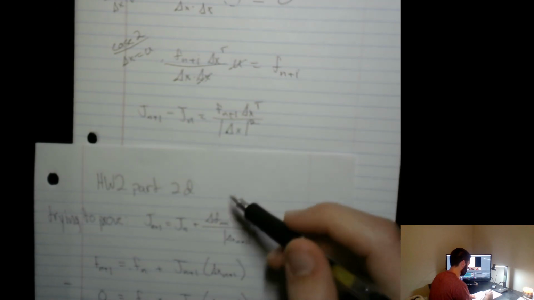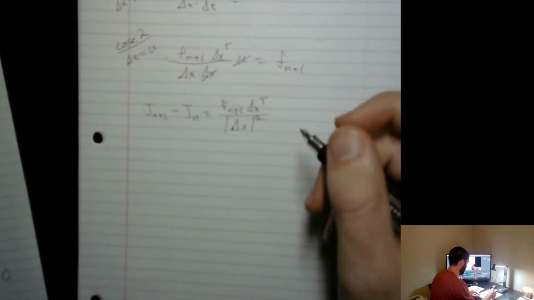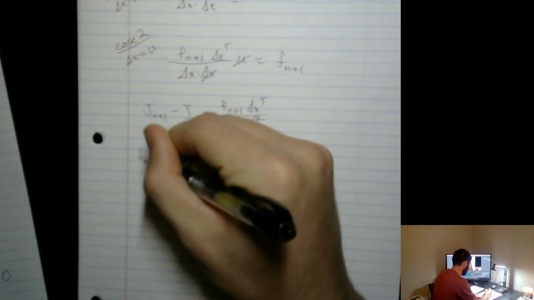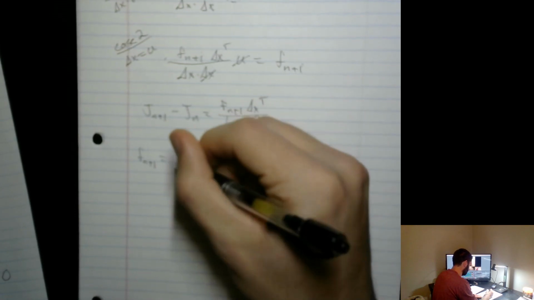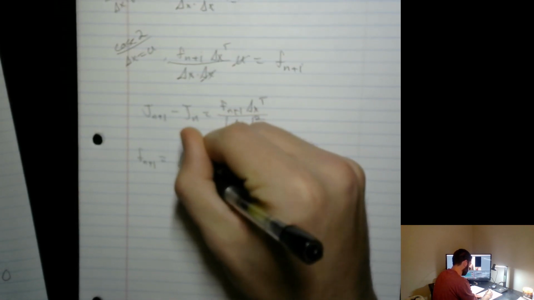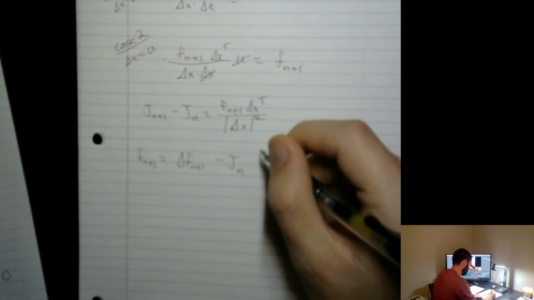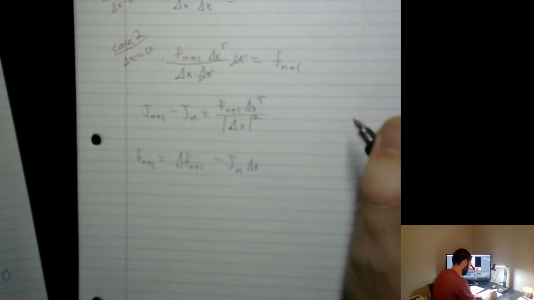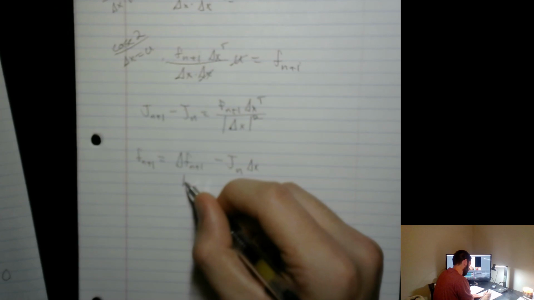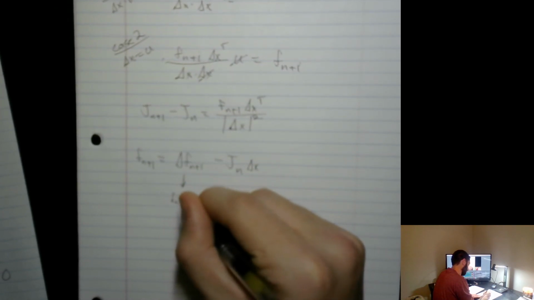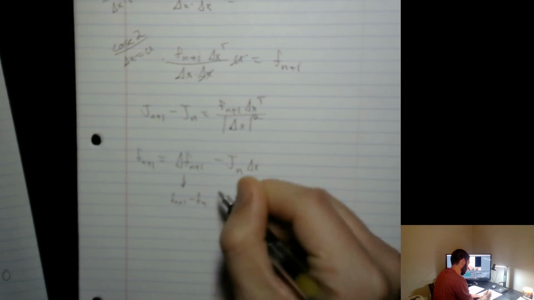The only thing we have left is that we want f of n plus 1. We want to show that that is equal to delta f of n plus 1 minus jn times delta x. So that's the last proof we need to make. So if I have this f of n plus 1, I want to show that it's equal to delta f of n plus 1 minus jn times delta x. So now the first thing we can do is delta f of n plus 1 is f of n plus 1 minus f of n.